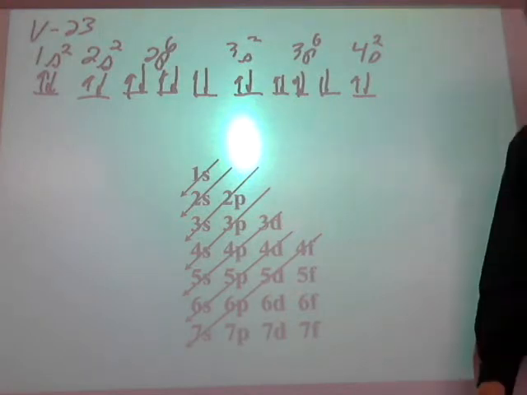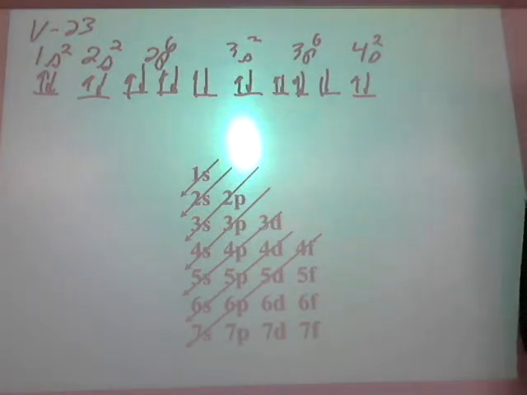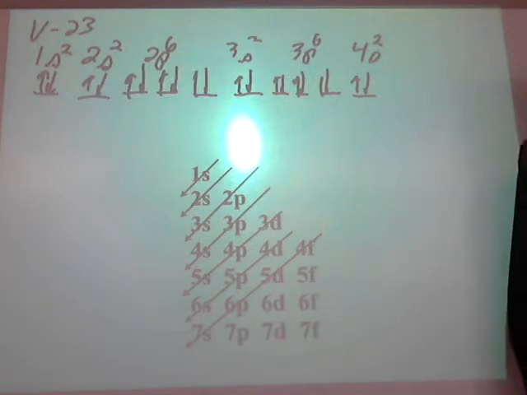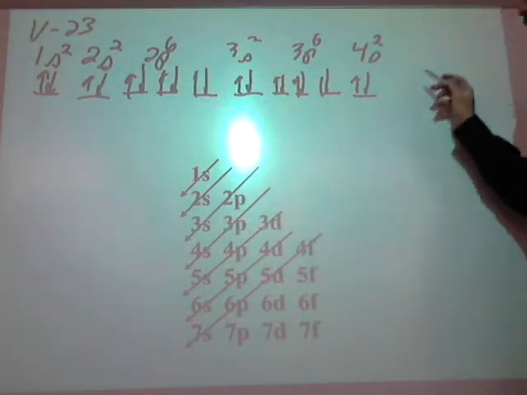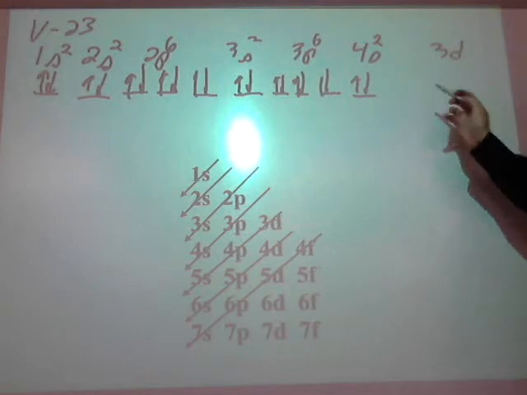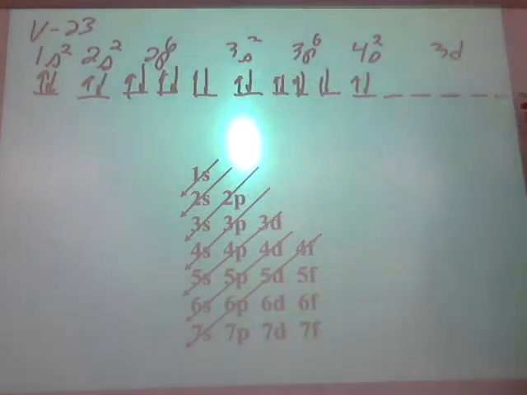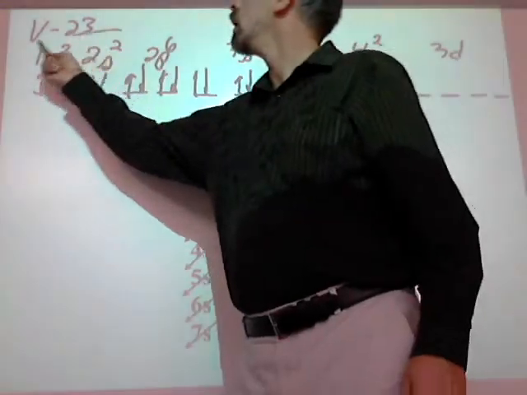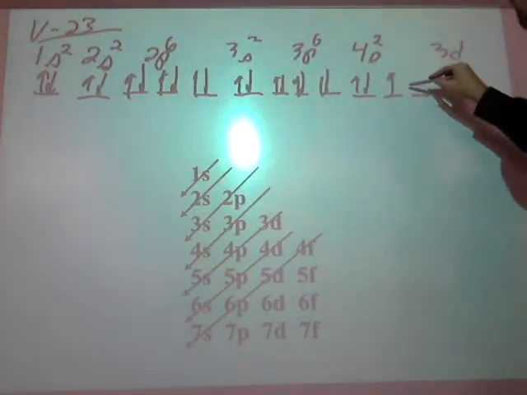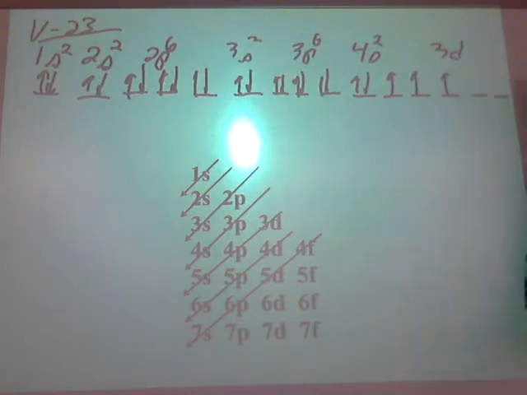Okay, now I've got 20. I only need 3 more. Where are they going to go? After the 4s comes 3d. And how many blanks do I put underneath the 3d? 1, 2, 3, 4, 5. Okay. Do I need to put electrons in every one of those? How do I know when to stop this process? When I reach 23. And I just did, if I put 1, 2, 3, according to Hund's rule, they went one at a time before they pair up.